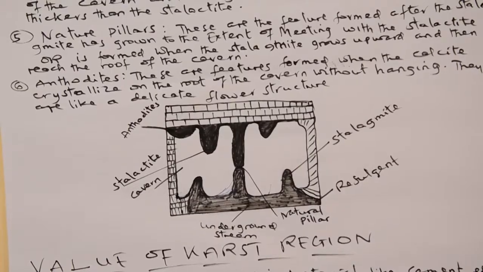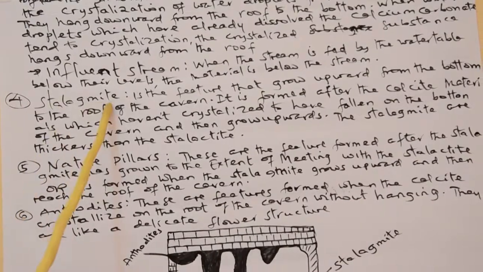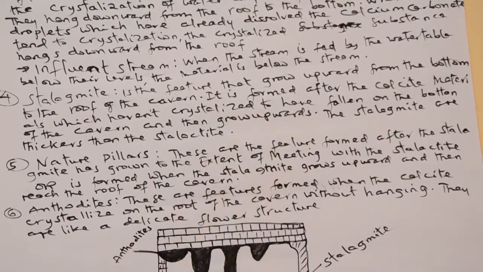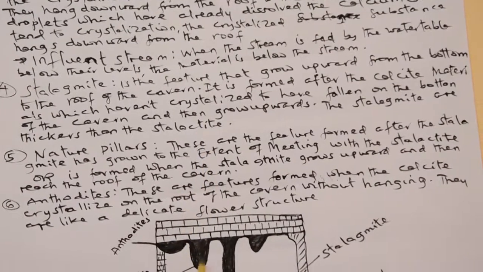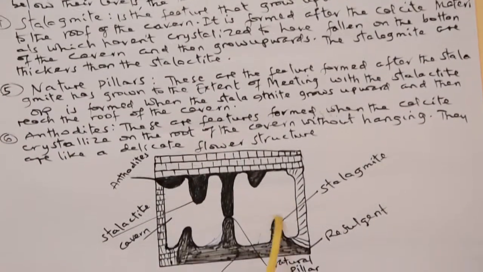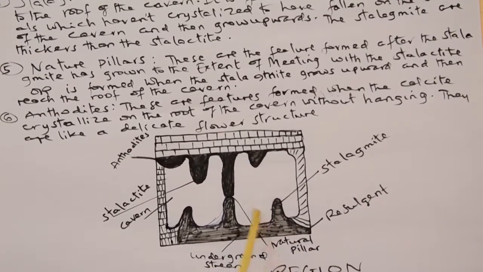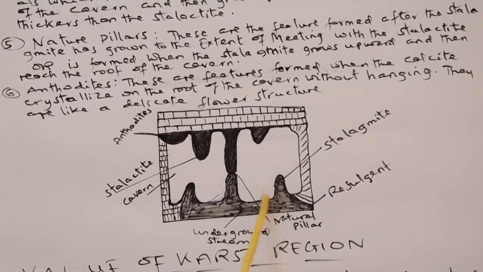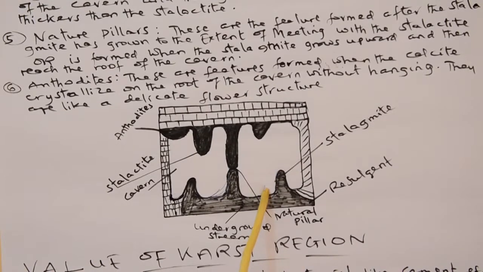Not only that, but there is another feature called stalagmites. It is the feature that grows upwards from the bottom toward the roof of the cavern. Although a stalactite hangs downwards, a stalagmite stands upwards. The soft part remains standing upwards. Where a stalagmite reaches the stalactite hanging downwards, they can connect to form another feature called natural pillars.